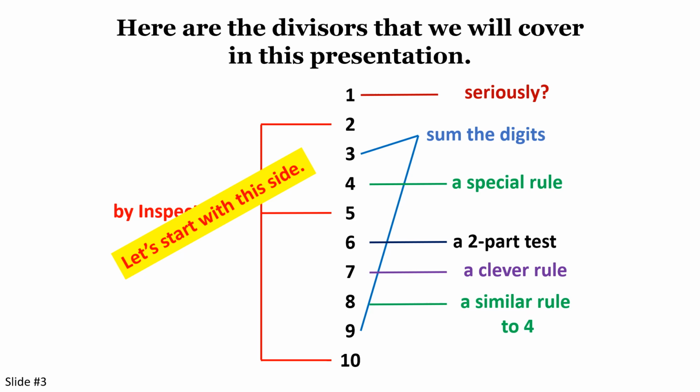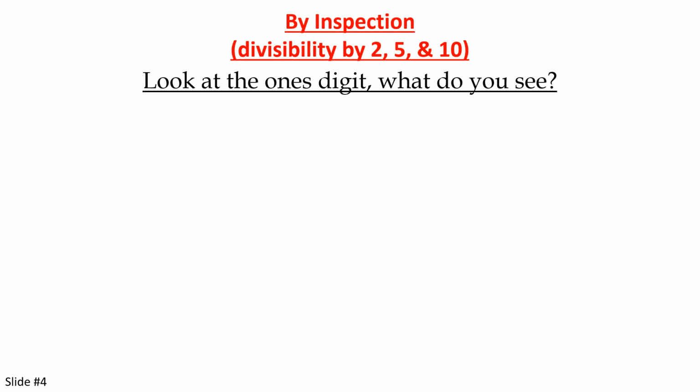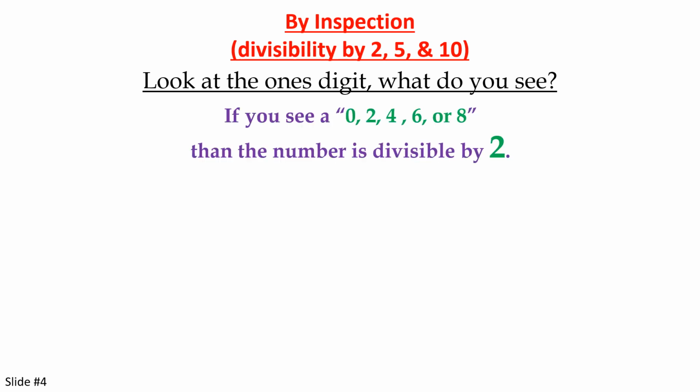Let's start with the inspection side. By inspection, divisibility by 2, 5, and 10. We're just going to look at the ones digit and say, what do you see? If you see a 0, 2, 4, 6, or 8, that means the number is even, which means the number is divisible by 2.